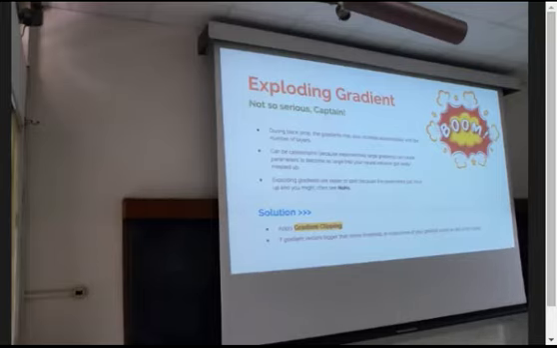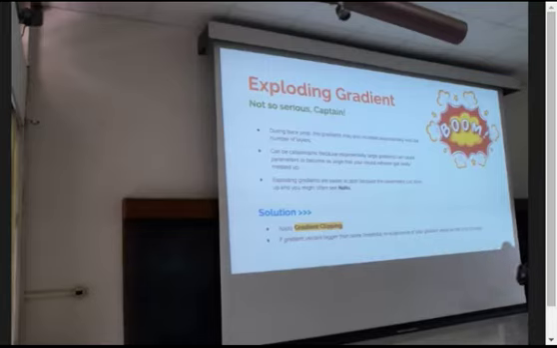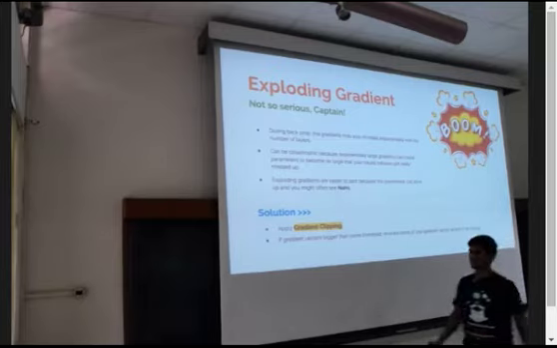It turns out that the exploding gradient problem is a little bit easier to handle compared to the vanishing gradient problem, because when you see that you are finding NaNs, you just clip the value. The solution is called gradient clipping. If your gradient value goes beyond a certain threshold, you just clip it and fix it to a certain value. That's how you solve the exploding gradient problem.